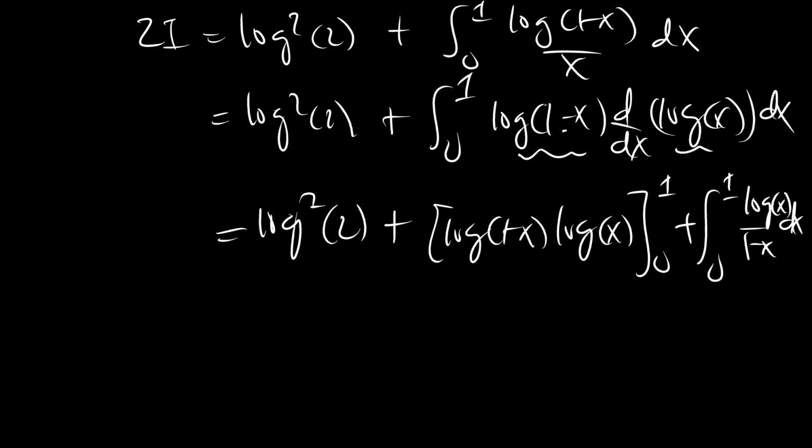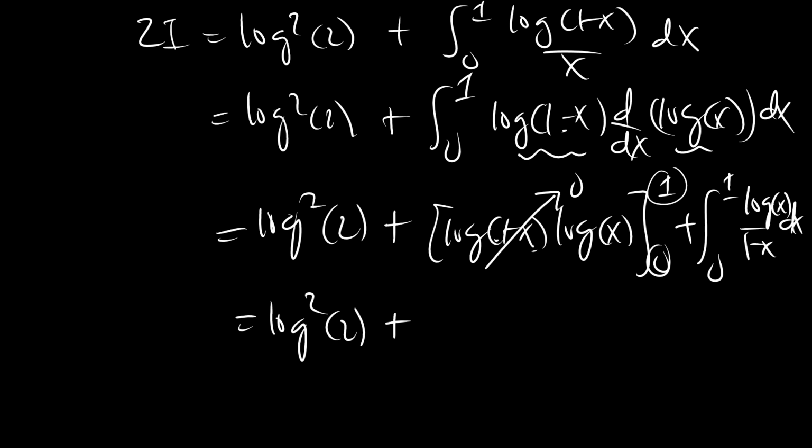Now as x tends to 1, this goes to 0. As x tends to 0, this goes to 0. So this entire expression goes to 0. So we are left with the integral from x equals 0 to x equals 1 of that.